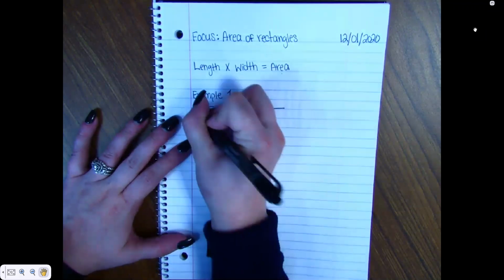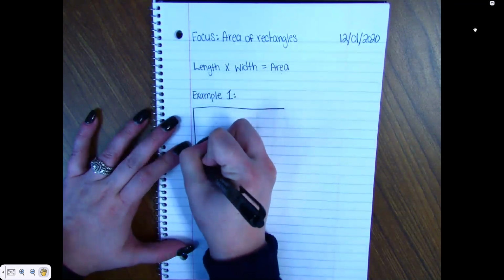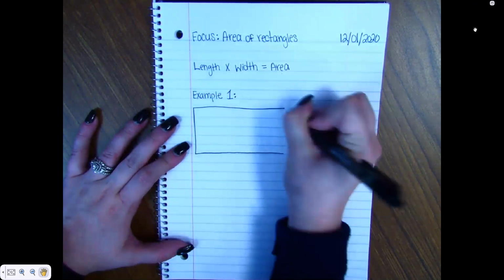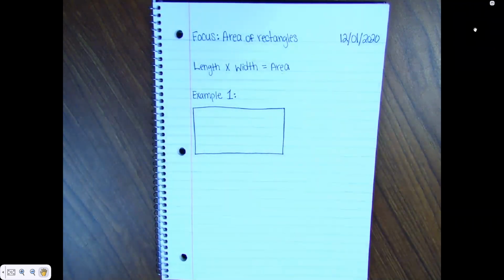Do we have to write the example? You're copying what I'm doing. I can't copy because my math notebook is actually full.